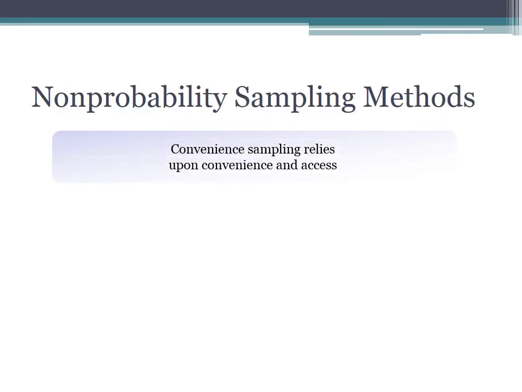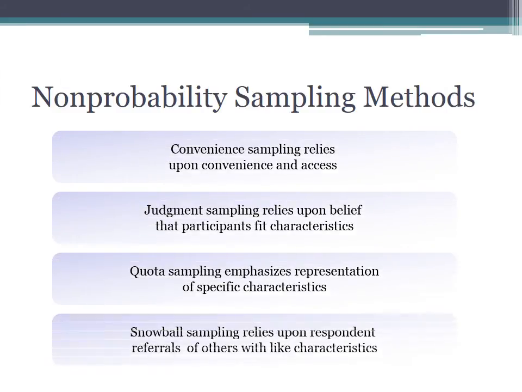Non-probability sampling methods. And we had 4 of these as well. A convenience sample relies upon convenience and access. So this is when the sample is just drawn at convenience by the researcher. So people that they just feel like, based on their convenience, the easiest to get to, would be a good sample.